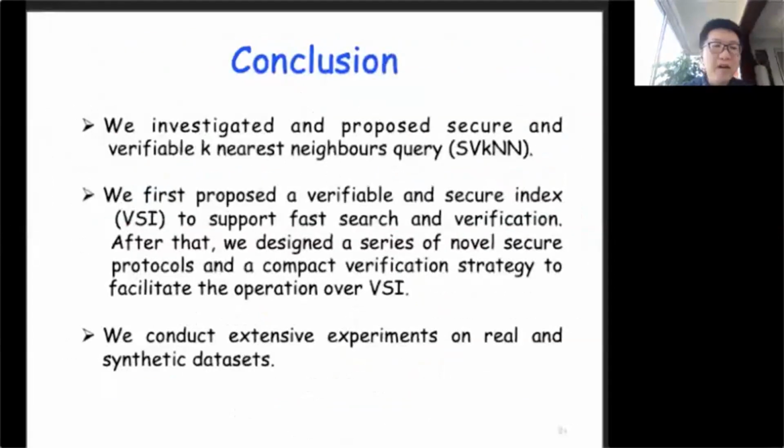Throughout this paper, we investigate and propose the secure and verifiable k-nearest neighbor query. We first proposed a verifiable and secure index to support fast search and verification. After that, we designed a series of novel secure protocols and compact verification strategy to facilitate the operation over VSI. And last, we conduct extensive experiments on real and synthetic data sets.